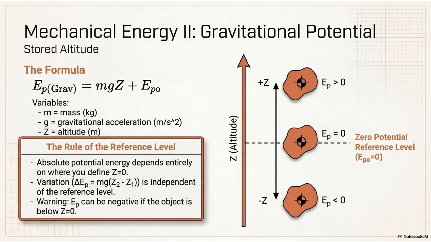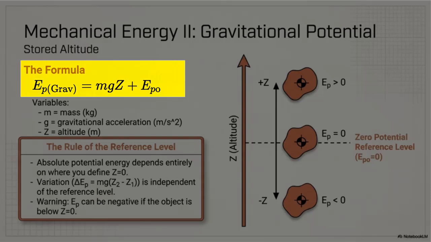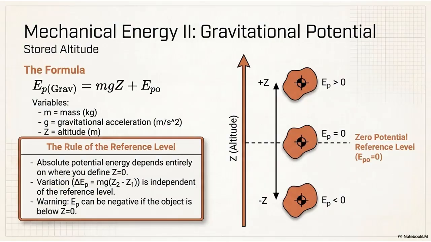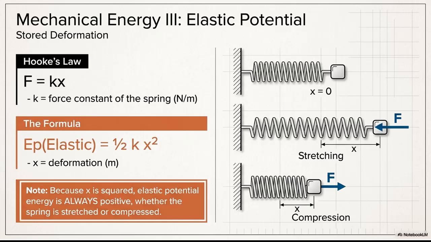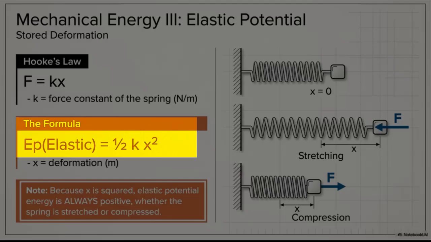Potential energy is energy stored due to position or configuration. Gravitational potential energy: when an object is at altitude z, it stores energy relative to the reference level, EP = mgz + EP0. Elastic potential energy, EPE: when we stretch or compress a spring by a distance x, energy is stored within it. The formula here is EP = 1/2 kx².